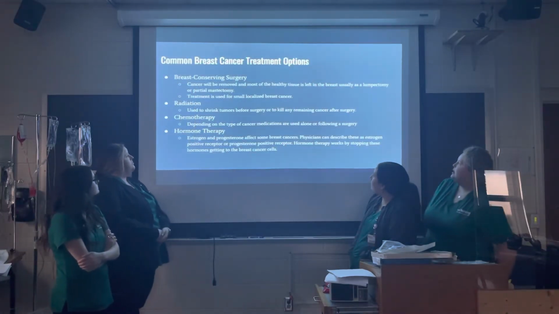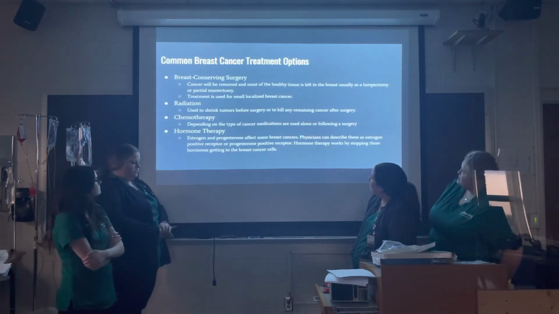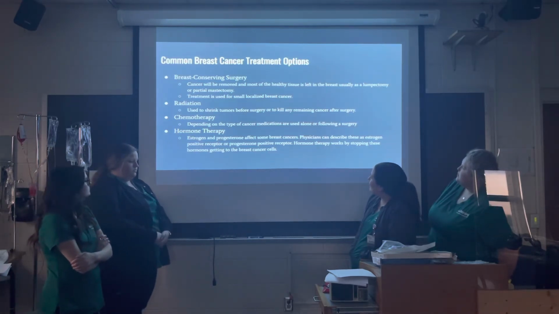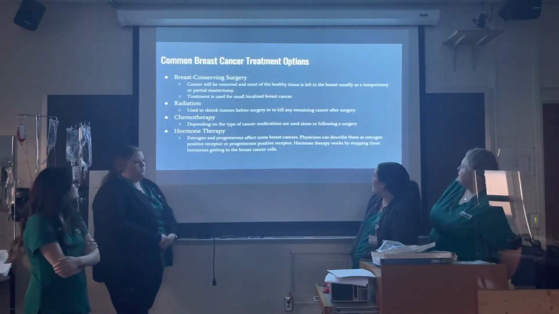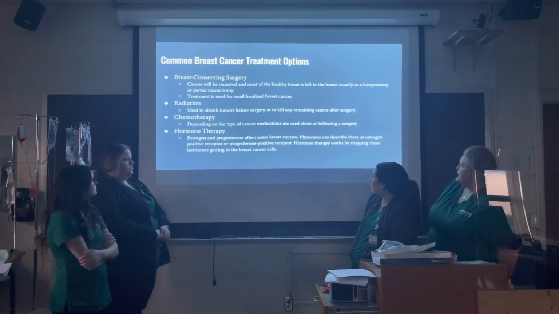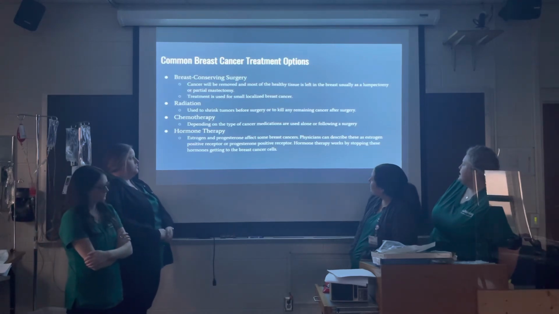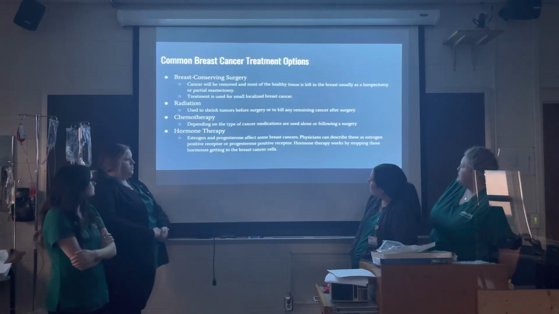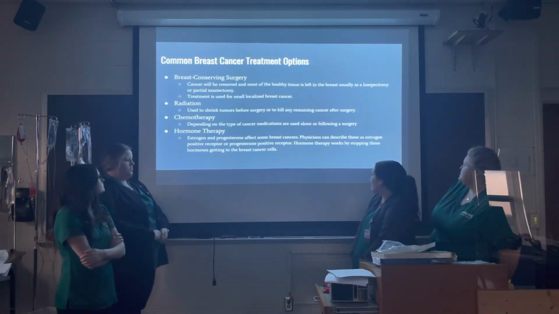Common breast cancer treatment options: there's breast conserving surgery. Cancer will be removed and most of the healthy tissue is left in the breast, usually as a lumpectomy or partial mastectomy. This treatment is used for small localized breast cancer. There's also radiation, which is used to shrink tumors before surgery or to kill any remaining cancer after surgery. Chemotherapy, depending on the type of cancer, is medication that can be used alone or following the surgery.